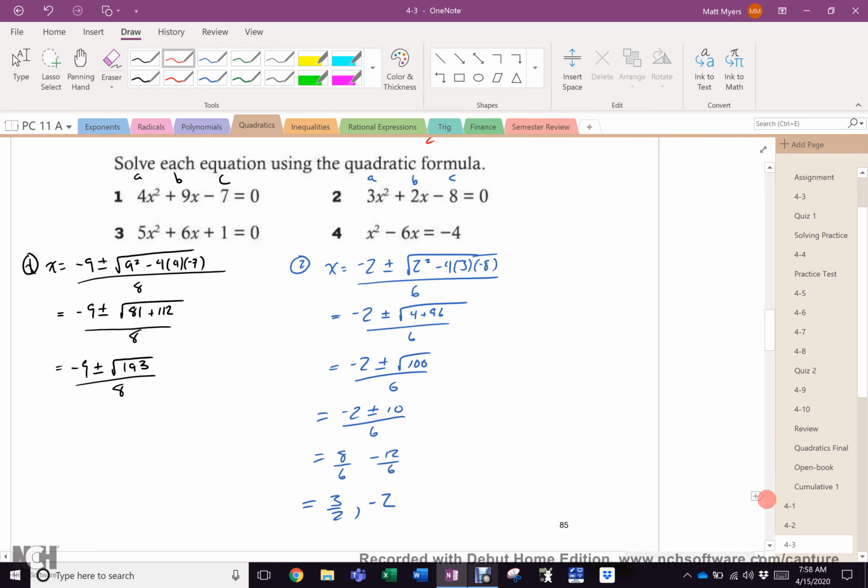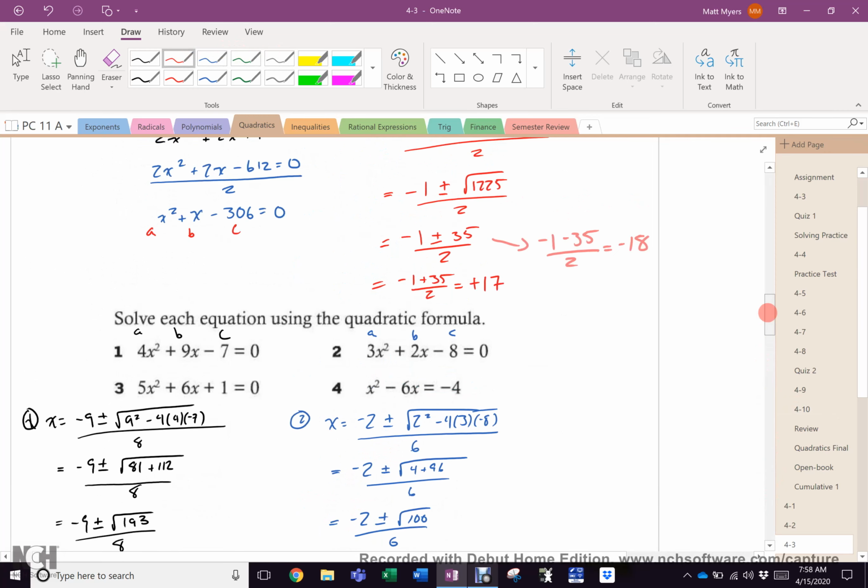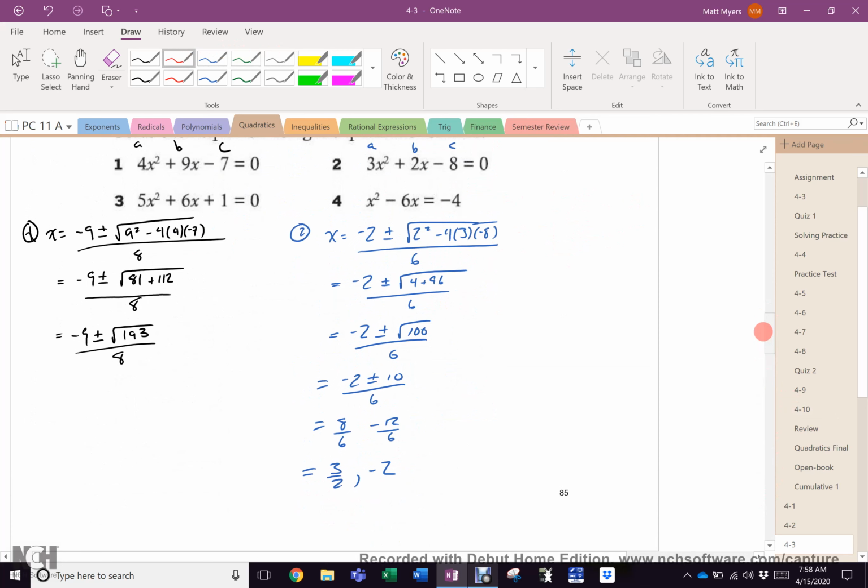And I'm running out of room here, aren't I? Yeah, a little bit. So I can probably cram 4 in there. So let's do 3 right here.